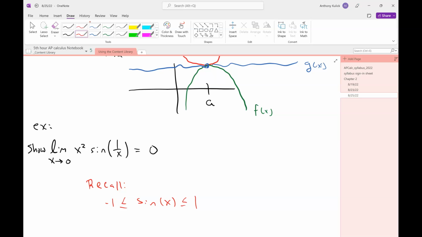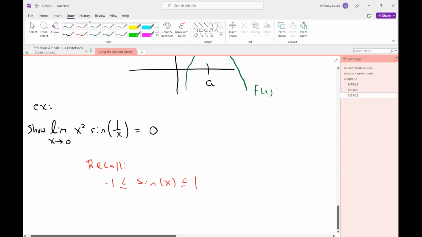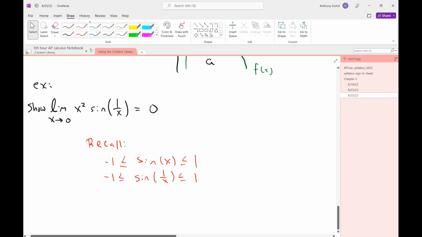Is that okay? So if this is true for sine of x, it's also got to be true for sine of 1 over x, because it doesn't matter what was in there. The only thing coming out of sine, the smallest thing is -1, the biggest thing is +1. It doesn't matter what the angle was, whether you want to call it x or 1 over x. Everybody's okay with that? Everybody's cool? Still doing good?